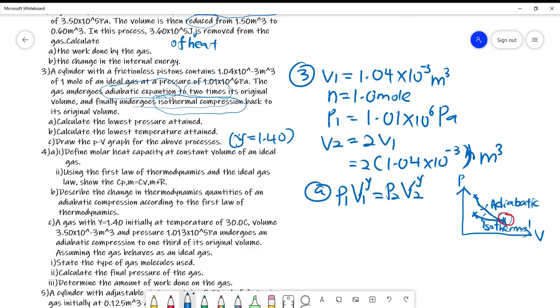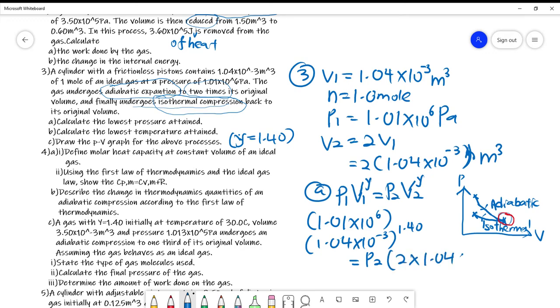So what will be our P1? 1.01 times 10 to the power of 6. So my V1 is 1.04 times 10 to the power negative 3, to the power of 1.40, equals my P2. So my P2 is the variable that needs to be found. My V2 basically is 2 times 1.04 times 10 to the power negative 3. So what will be my P2?